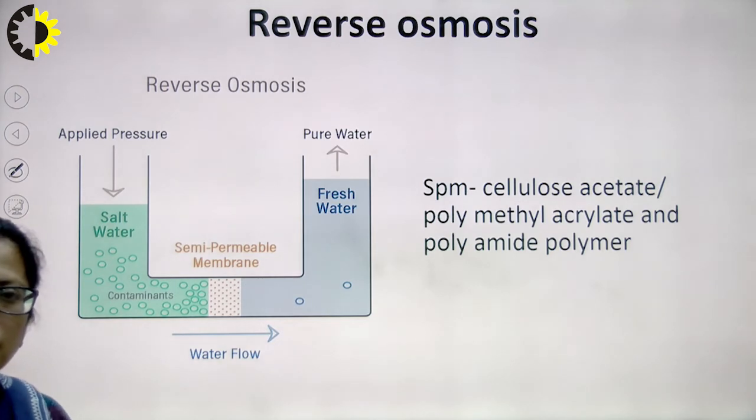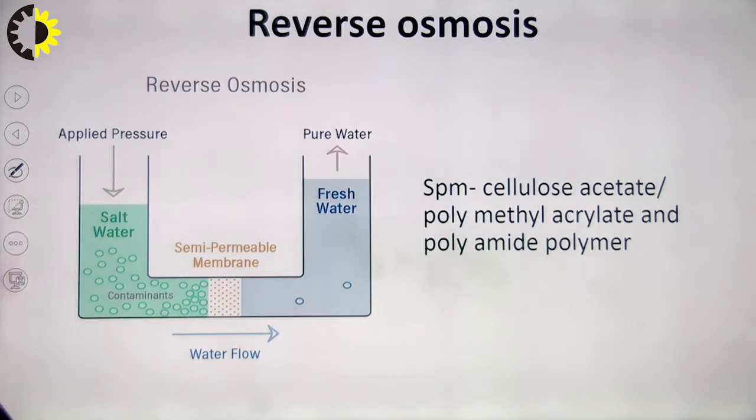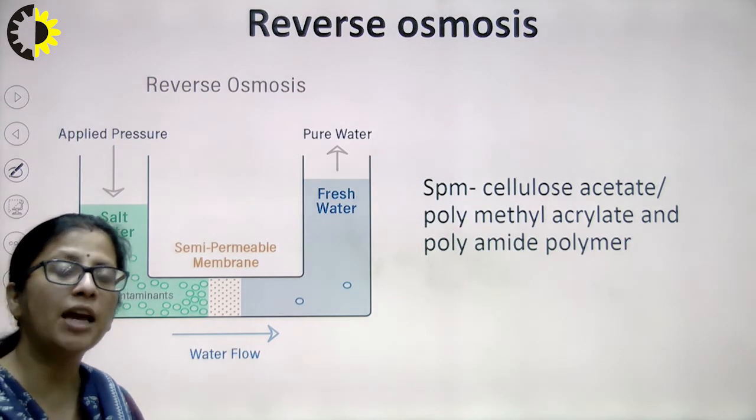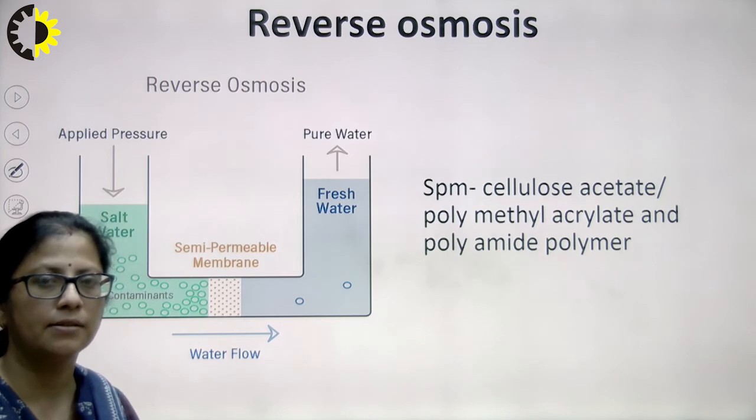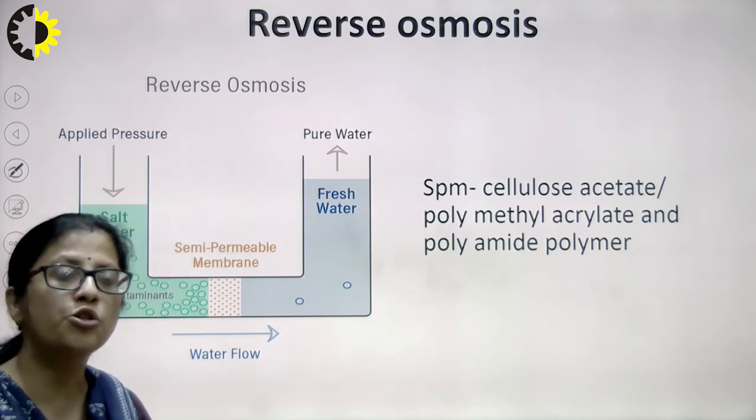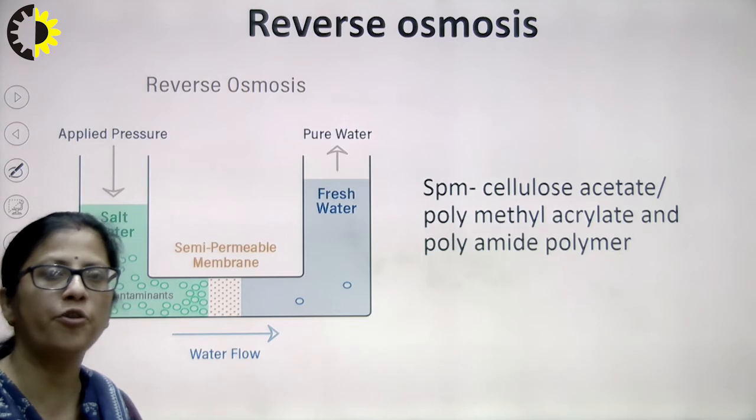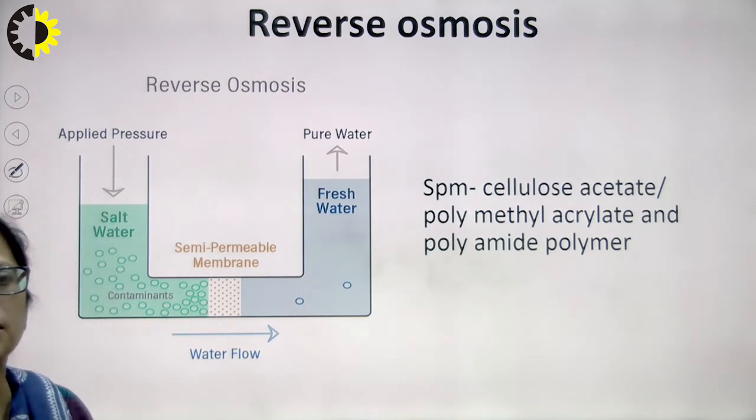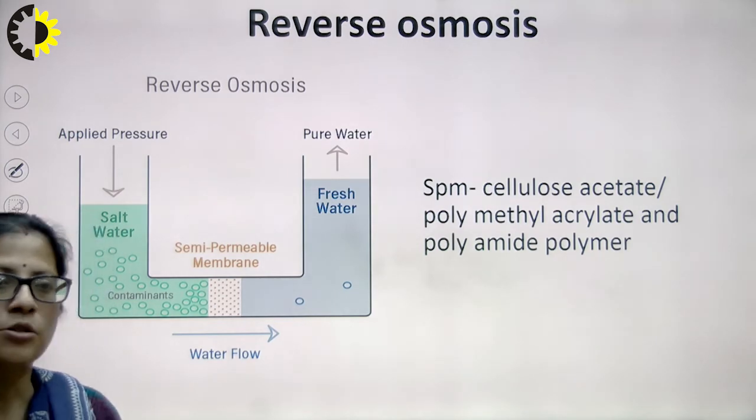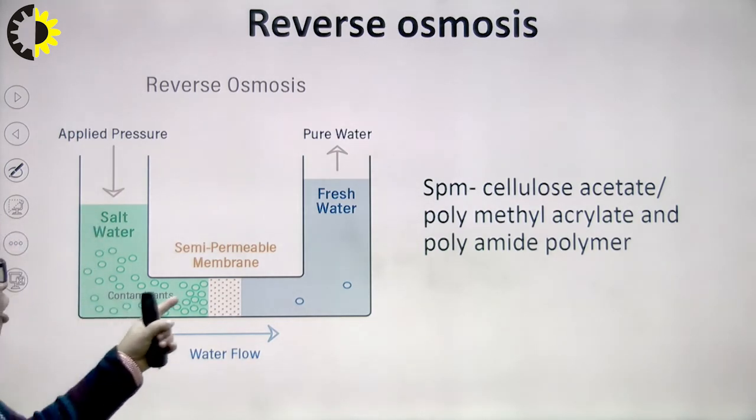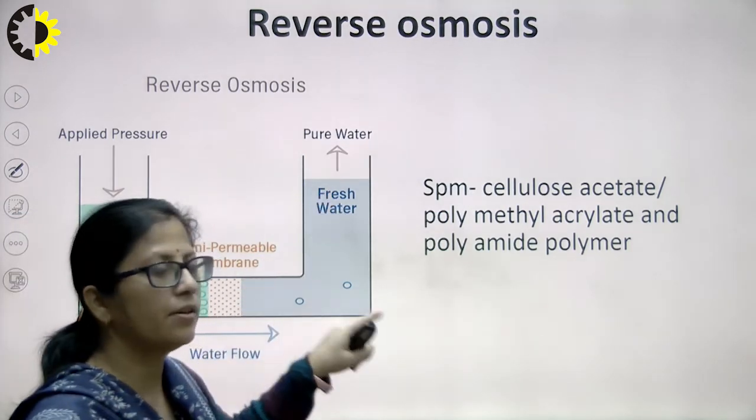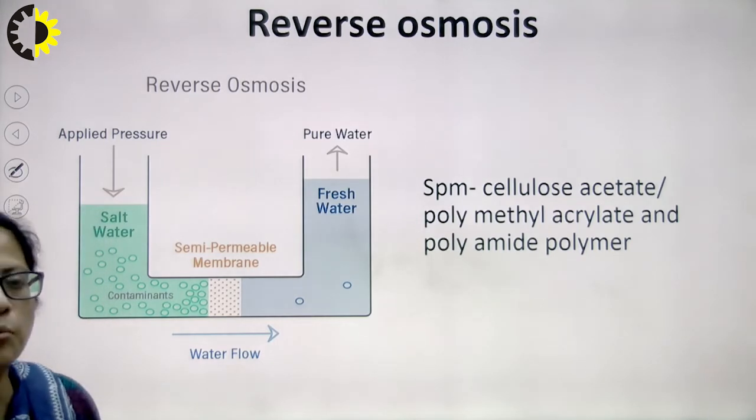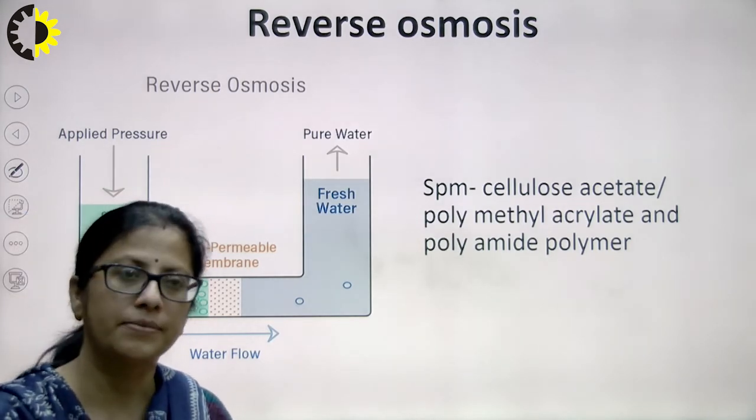But reverse osmosis is totally opposite of osmosis, that is, if we apply pressure on the concentrated side, then the solvent moves from the highly concentrated solution to the low concentrated solution, so that the salts are left on one side and we get fresh water on the other side with limited hardness.